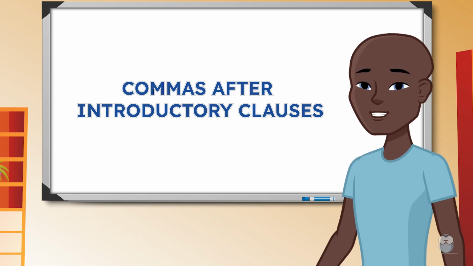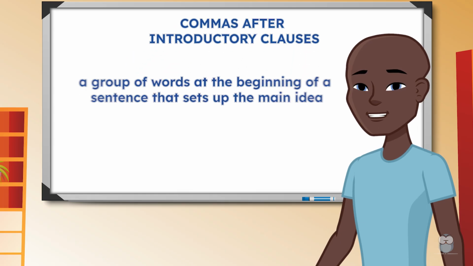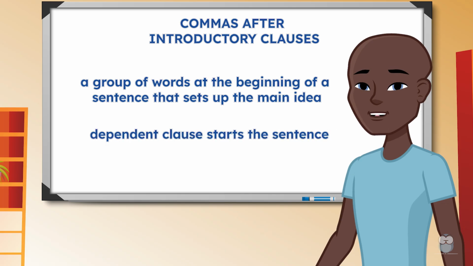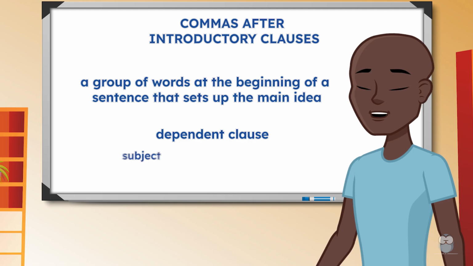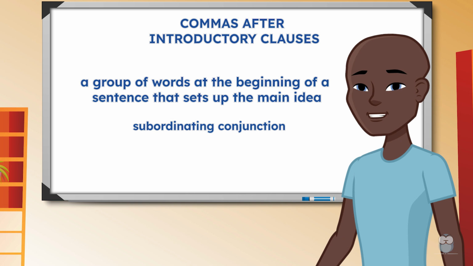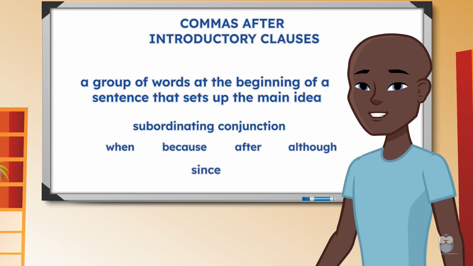First, let's define what an introductory clause is. Generally speaking, it's a group of words at the beginning of a sentence that sets up the main idea. But specifically, it's when a dependent clause starts the sentence. Remember a dependent clause? It's got a subject and a verb in it, and it begins with a subordinating conjunction. Subordinating conjunctions are words like these: when, because, after, although, since.